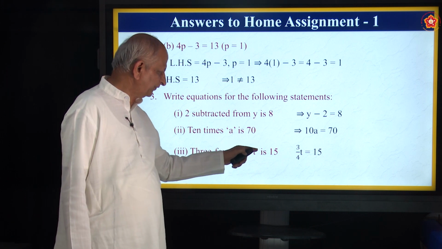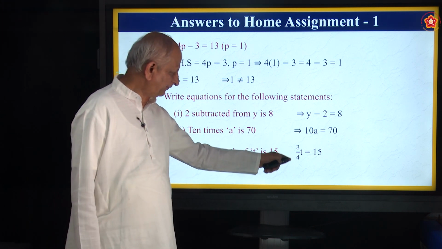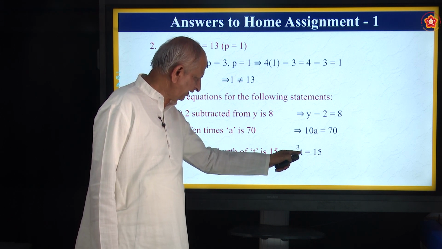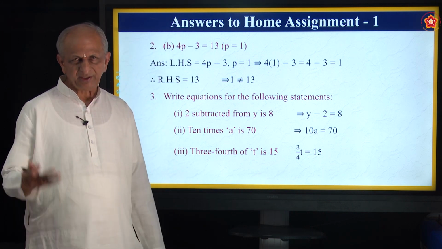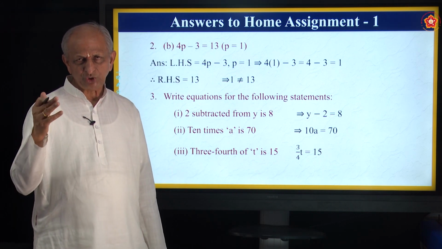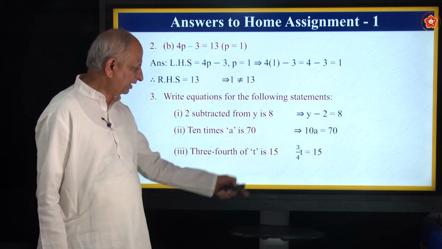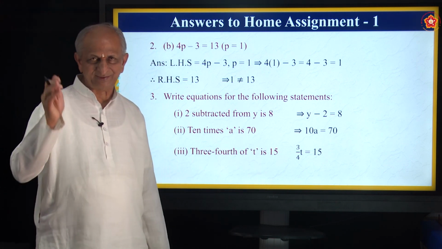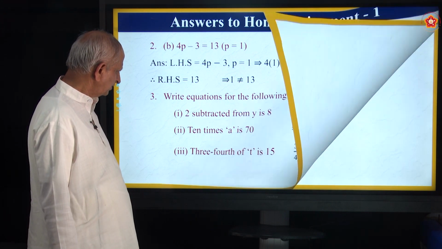3/4 of t is 15. 3/4 means what? 3/4 of t. t is a variable, is equal to 15. You can take any letter, there is no issue, t or a or b or c, whatever it is. That is why it is called a variable, the value varies. Okay. So, this is the equation for that.